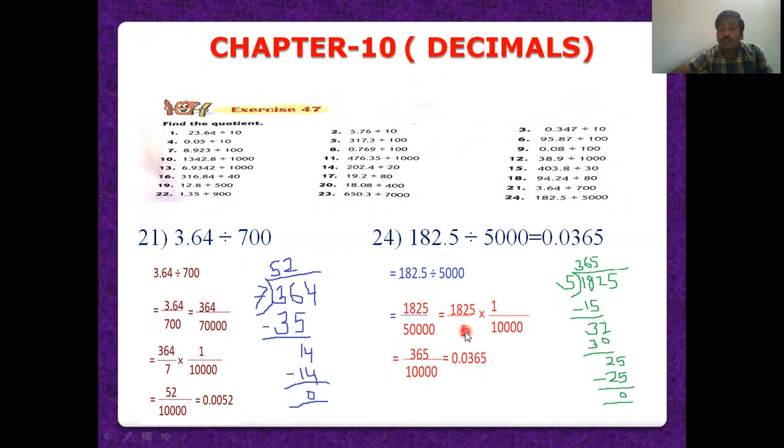Write the 1825 and write 5 under this column. And now multiply 1 by 1. And now how many zeros are here? 4. Write the 4 zeros after the 1. Divide 1825 by 5. In this way, we can find 365 as the quotient and write 1 and after it 4 zeros.